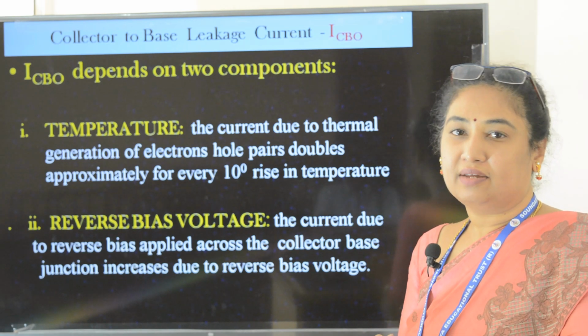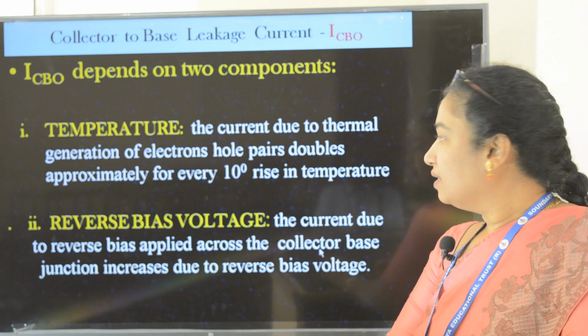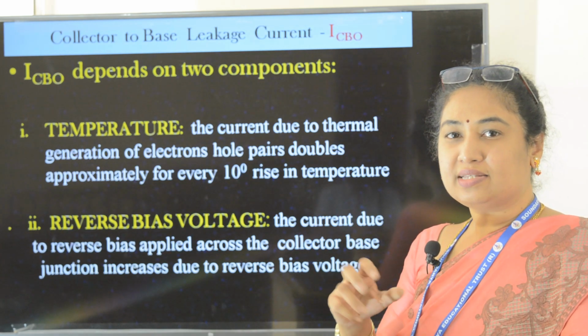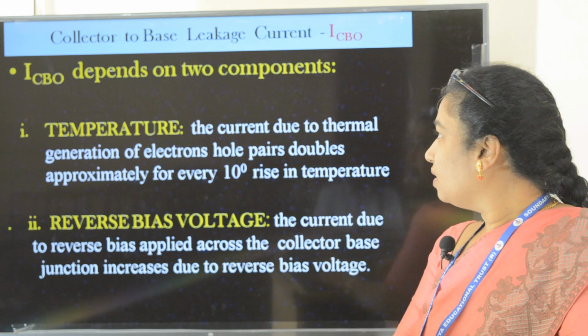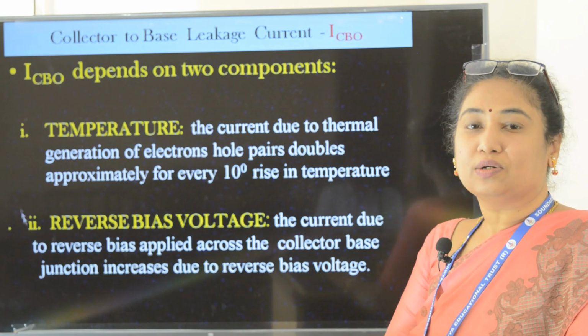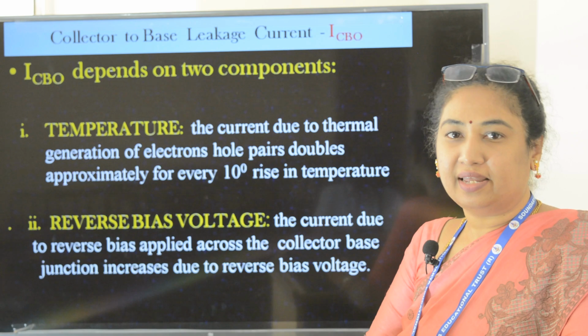Next one is the reverse bias voltage. As we increase the reverse bias voltage, the current also will increase. The reverse current also will increase. So as this reverse current increases, this will give rise to ICBO. So these are the two important components that are going to affect the reverse leakage current.